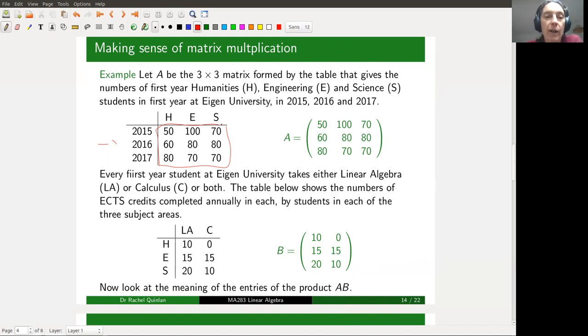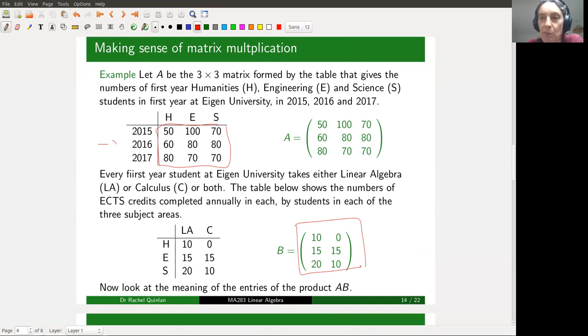Okay, the second ingredient is that every first-year student at this university takes either linear algebra or calculus. Depending on what subject area you're in, you might take more or less linear algebra or calculus. So the second table shows us, for the students in humanities, engineering, and science, how many credits they take in linear algebra and in calculus. The humanities students, for example, take 10 credits in linear algebra and they don't take any calculus. The engineering students take 15 in each, and the science students take 20 credits of linear algebra and 10 credits of calculus. Again, we can pull out that information and give it a name: call the 3x2 matrix that contains that data B.